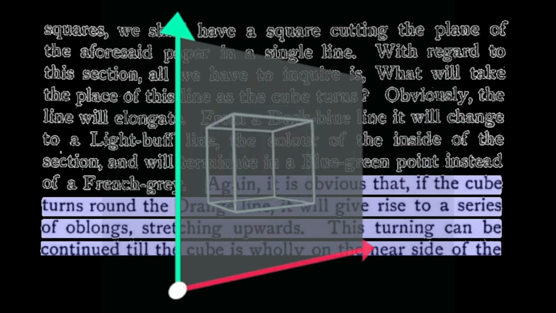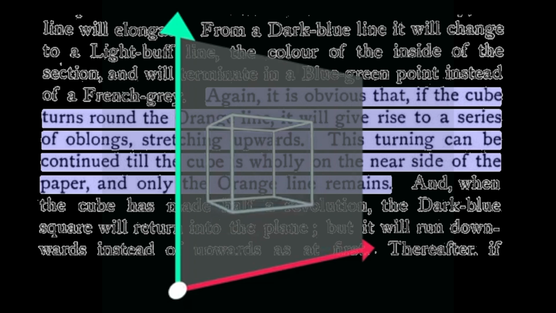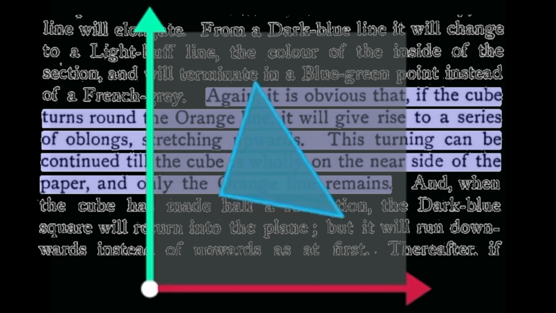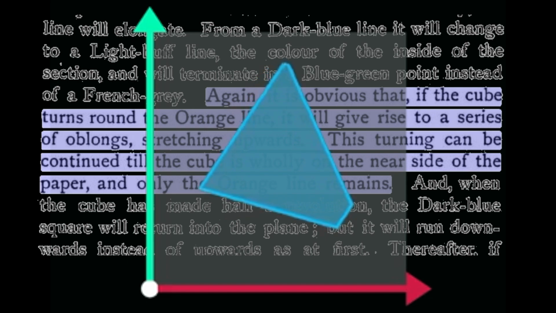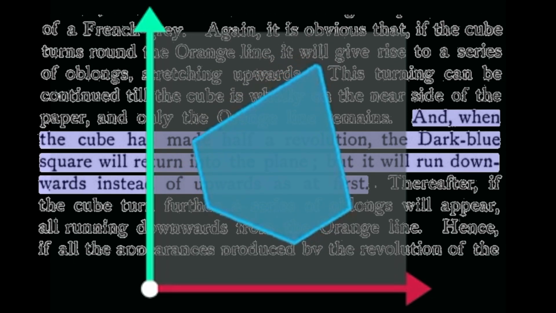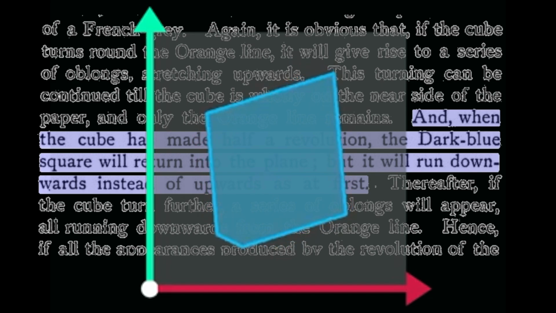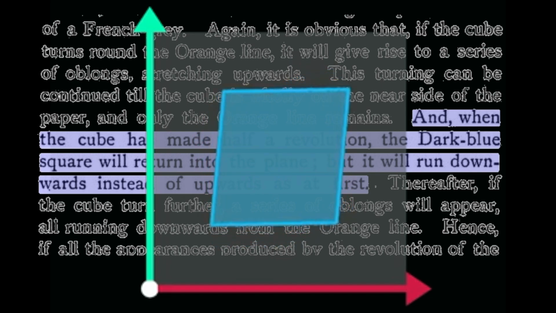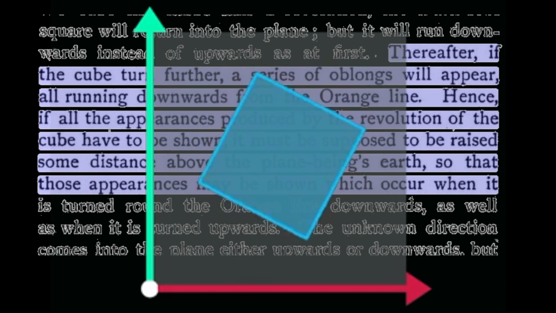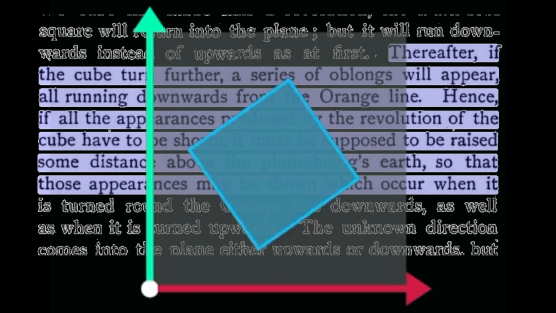Again, it is obvious that, if the cube turns round the orange line, it will give rise to a series of oblongs, stretching upwards. This turning can be continued till the cube is wholly on the near side of the paper, and only the orange line remains. And, when the cube has made half a revolution, the dark blue square will return into the plane. But it will run downwards instead of upwards as at first. Thereafter, if the cube turn further, a series of oblongs will appear, all running downwards from the orange line.